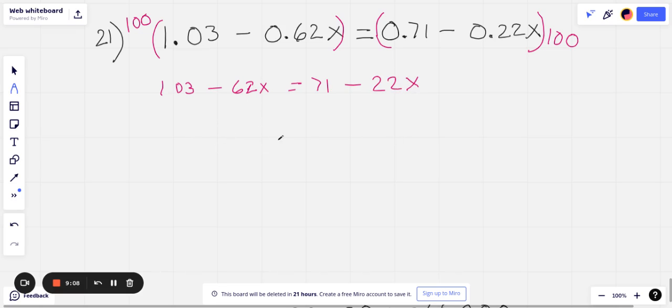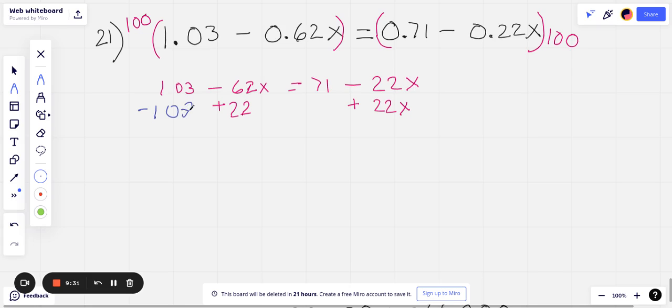We're going to put our x's on one side, our constants on the other side. So I'm going to add 22x on both sides. And in the same step, I'm going to also subtract 103 on both sides. So that crosses out. This crosses out. And I get negative 62x.